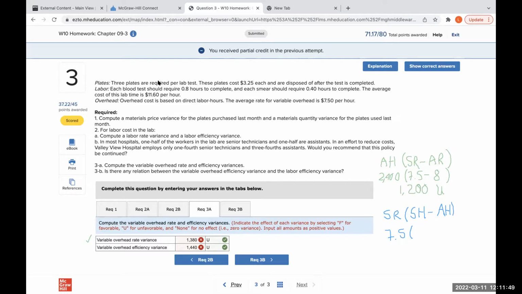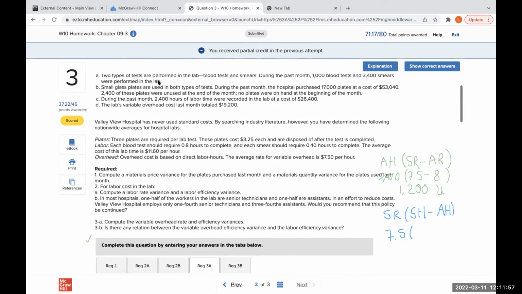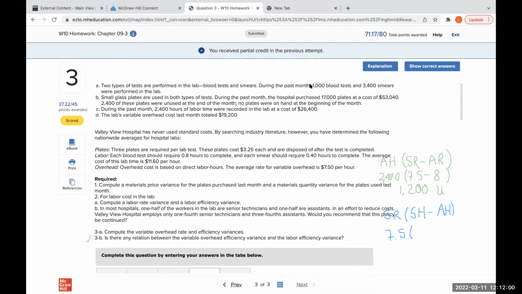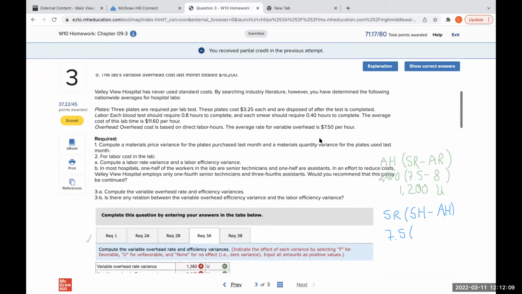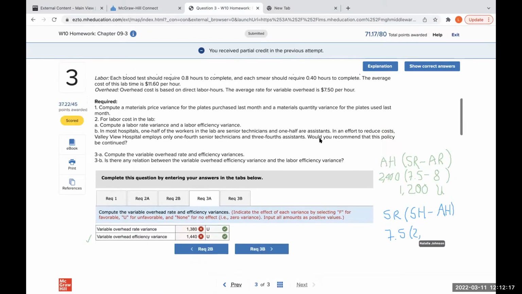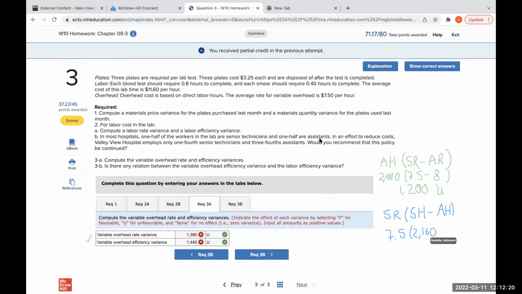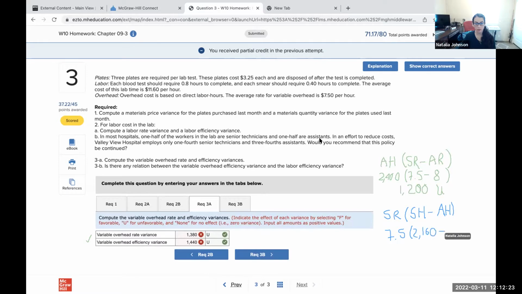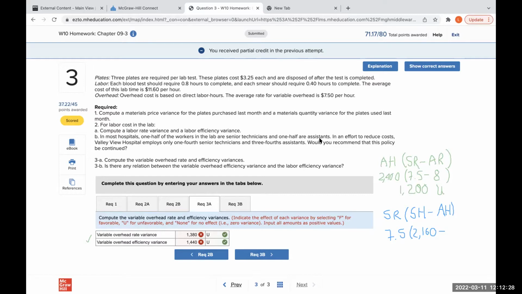It's 2,160. How do you get that? I multiply the time for each test by the number of tests that they did. So 1,000 blood tests and 3,400 smears. Yes, that's right. So the number again is 2,160. And then actual hours. Actual hours is 2,400.